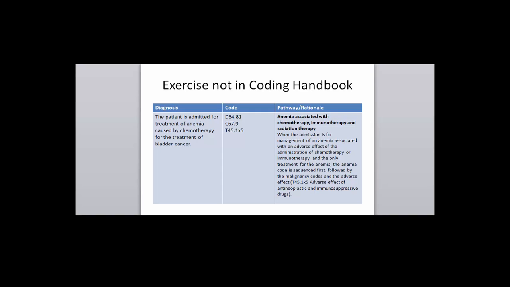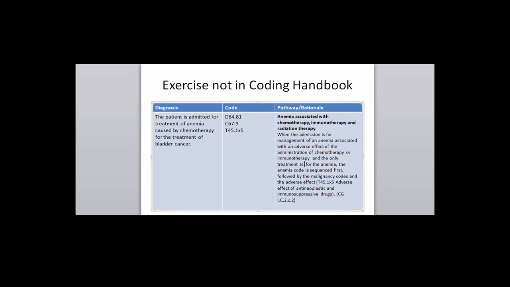The next exercise not in the coding handbook is the patient is admitted for treatment of anemia caused by chemotherapy for the treatment of bladder cancer. We have a guideline that directly addresses anemia associated with chemo. And here we go. It's Coding Guideline 1C2, C2.